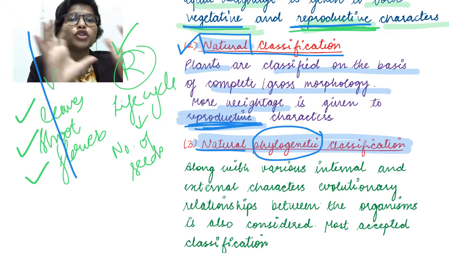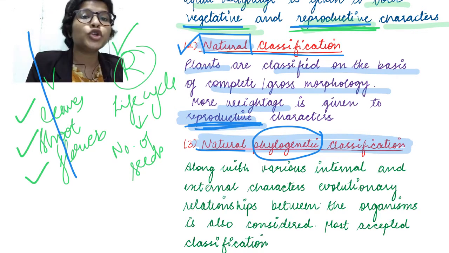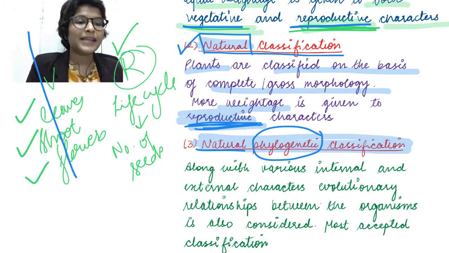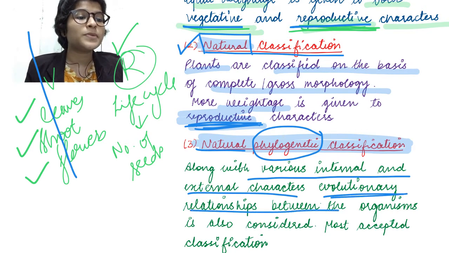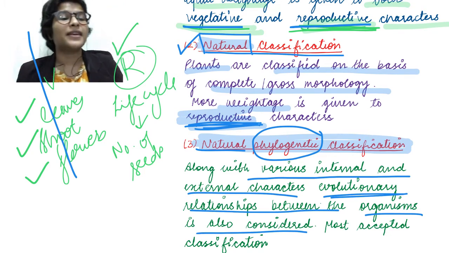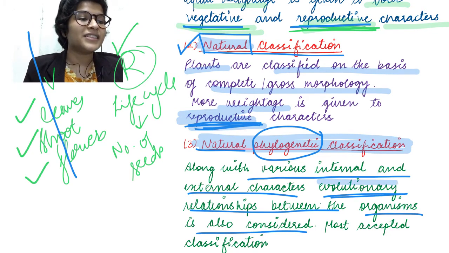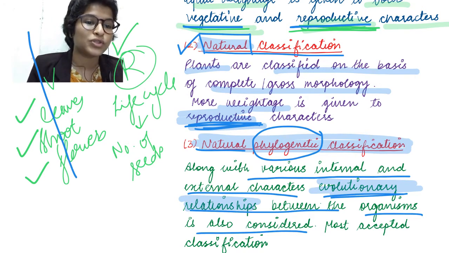Phylogenetic यानी evolutionary sequence से related, या फिर it relates to the evolution of the organism. So इसीलिए along with various internal and external characters, evolutionary relationships between the organisms is also considered. तो इसके अंदर नया क्या है? It considers the evolutionary relationships or evolutionary status of the organism also.